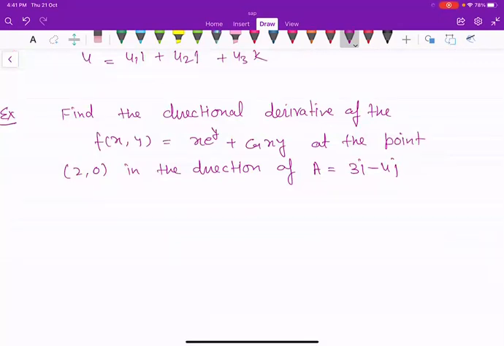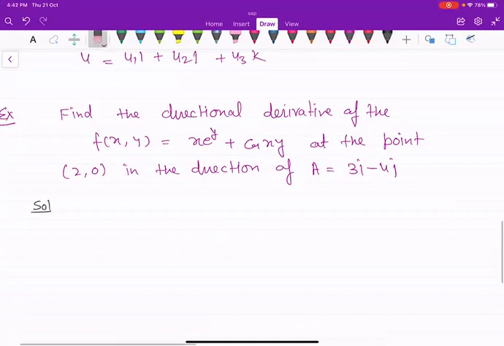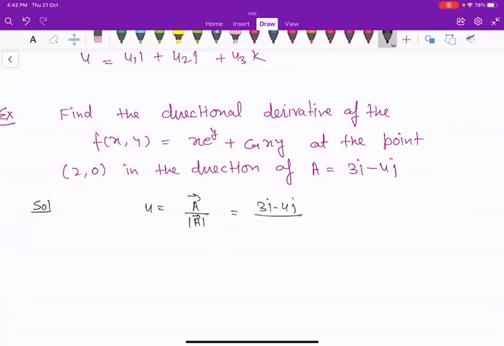A is what? 3i minus 4j. So it is also the same, by the same procedure we can do it. Let us do it fast. So direction u is what? In this case, u will be a upon mod of a. Okay? So 3i minus 4j upon root of 9 plus 16, it is 3i minus 4j upon 5.